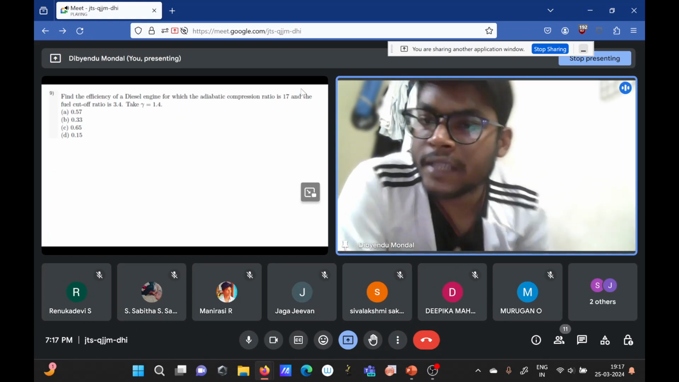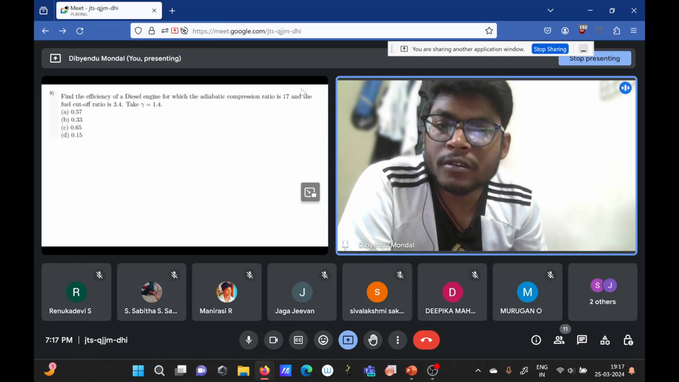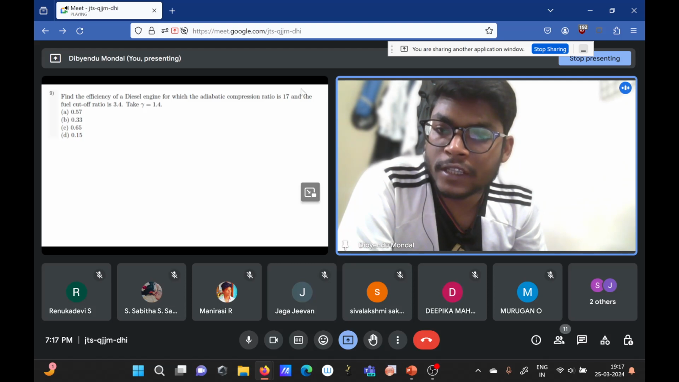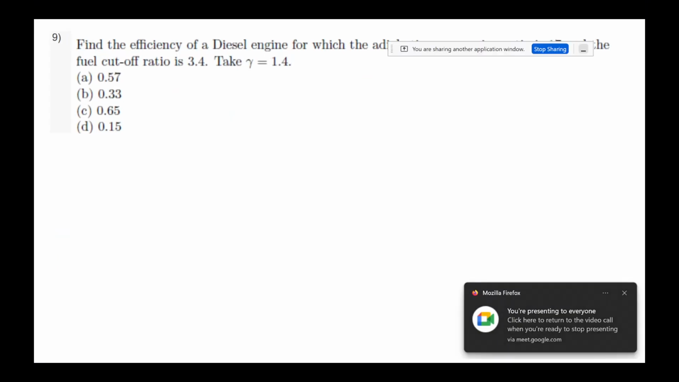So the next problem says, find the efficiency of a diesel engine for which the adiabatic compression ratio is 17 and the fuel cutoff ratio is 3.4, and take the adiabatic coefficient as 1.4. So you need to know the formula for this.